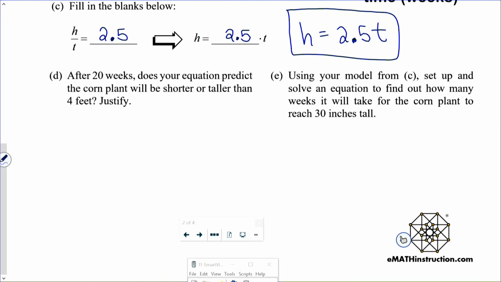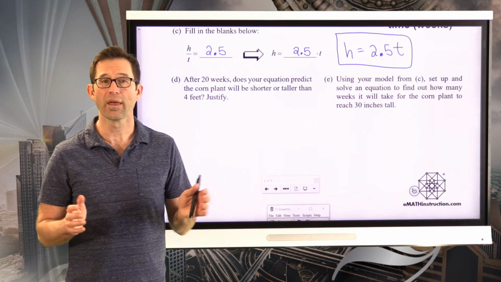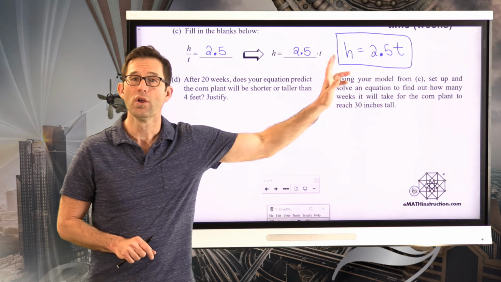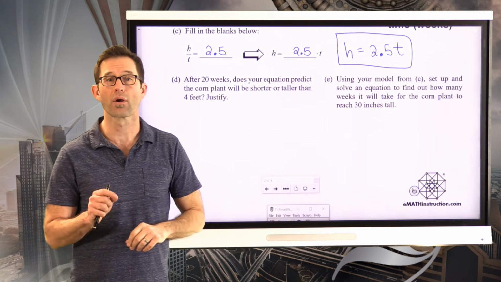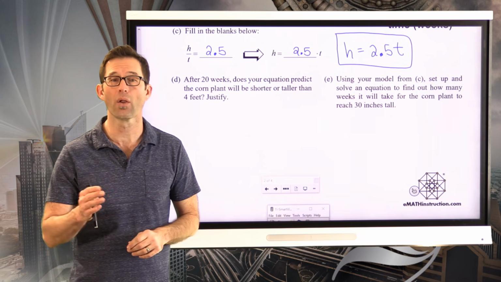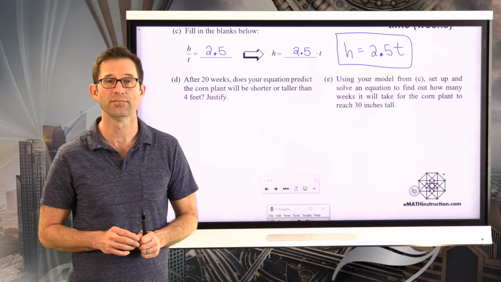Letter D asks us the following. After 20 weeks, does your equation predict the corn plant will be shorter or taller than 4 feet? Justify. All right, awesome. So what I'd like you to do is pause the video now, use this formula to figure out after 20 weeks whether or not our equation predicts the corn plant to be taller or shorter than 4 feet. Take a few moments to figure this out.